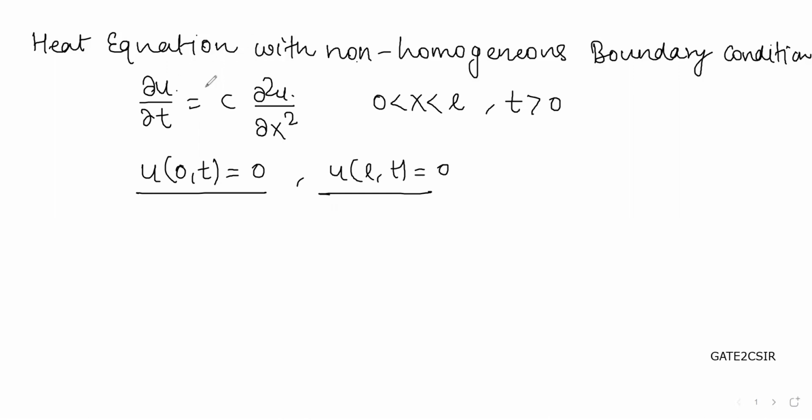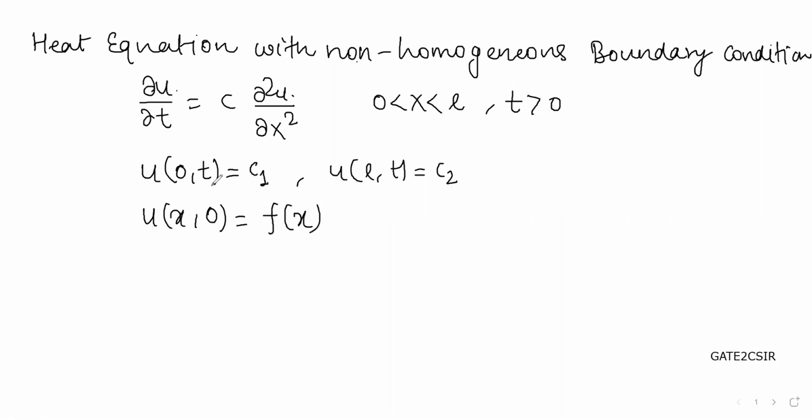So right now, when we have non-homogeneous boundary conditions, this part will be missing. This will not be 0. That means the heat at the ends will not be 0, rather it will have some value. The rest of everything will remain the same, and that's our initial condition. We have three conditions for this equation. So this is our problem.